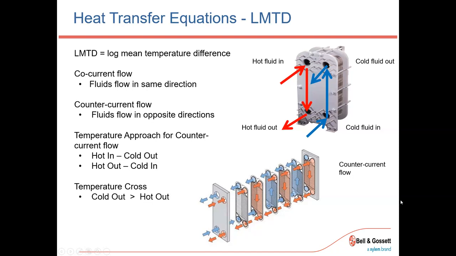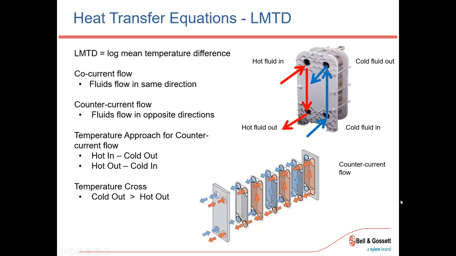Now, the countercurrent, flow in different directions. And then, I should have set this slide up to give a visual with each one of these items, but my visual is for the next part. So the approach temperature for the countercurrent is, let's say, hot in minus hot out. So it's how close are we approaching the temperature? And then also on the hot side, hot out minus cold in. And we're going to get two different temperatures there, and I'm going to show you how that impacts our LMTD. This also gives us the ability to get the temperature across.